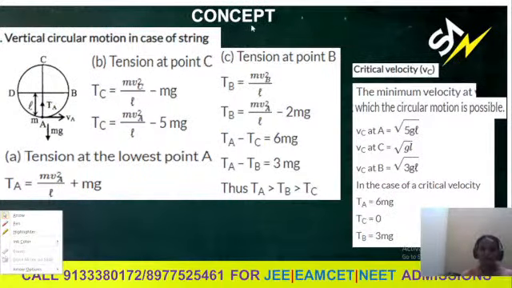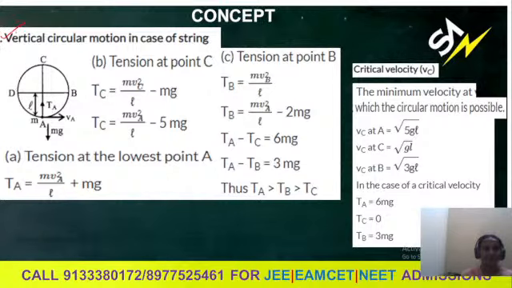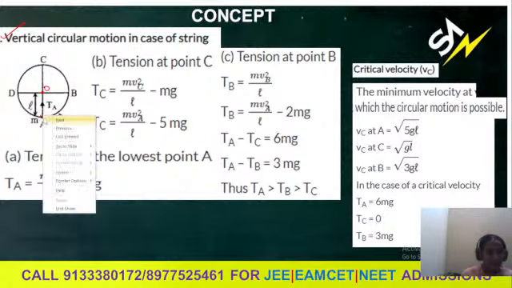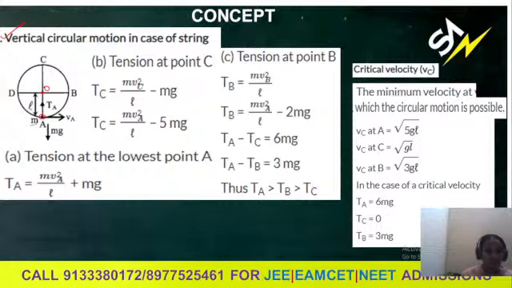Here, our concept is vertical circular motion. You can observe in the diagram. Let it be center O. Now the string is attached to the bob. This is the bob of mass M. It is hanged from the fixed support, about its fixed point O.